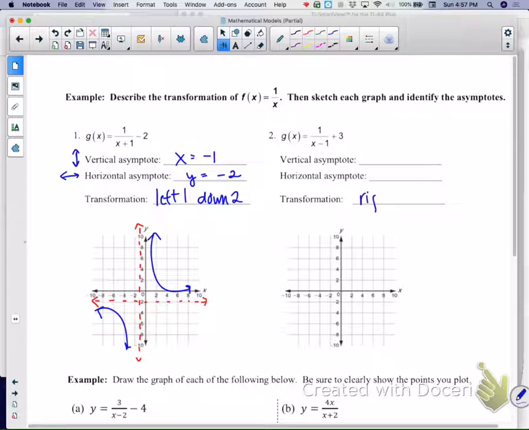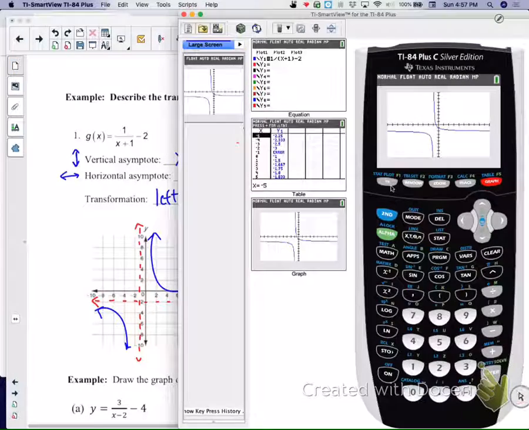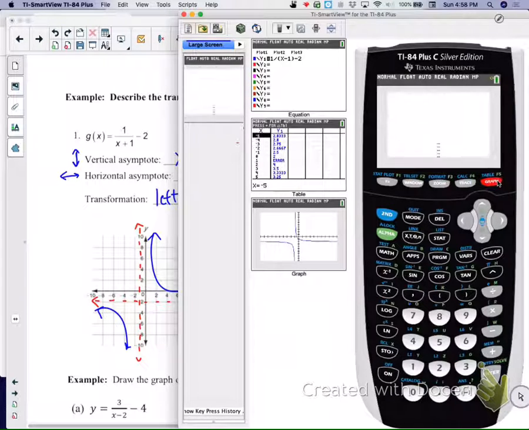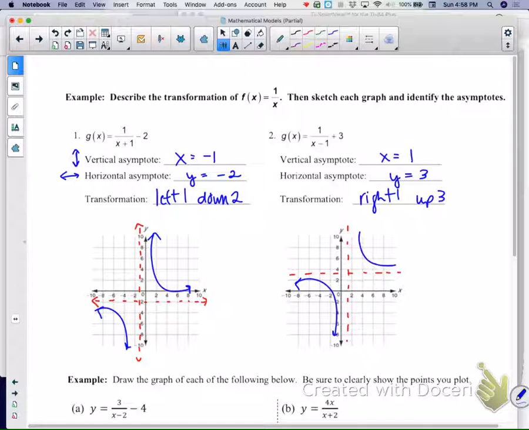Okay. The next one here is going to go right 1 and up 3. So my vertical asymptote is going to be x equals positive 1. Again, that's what makes the bottom equal to 0. And for my horizontal asymptote, y is equal to 3 because the graph moves up. Right 1. Okay, so let's throw this one in the calculator real quick. Minus 1, plus 3, and double check. Yep. Okay, hit graph. So this one does the same thing as far as position, where we've got one branch here and one there.